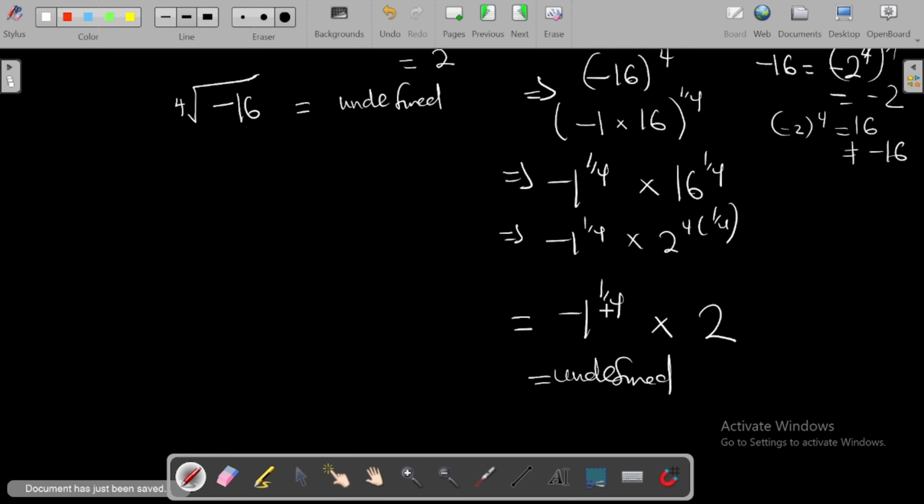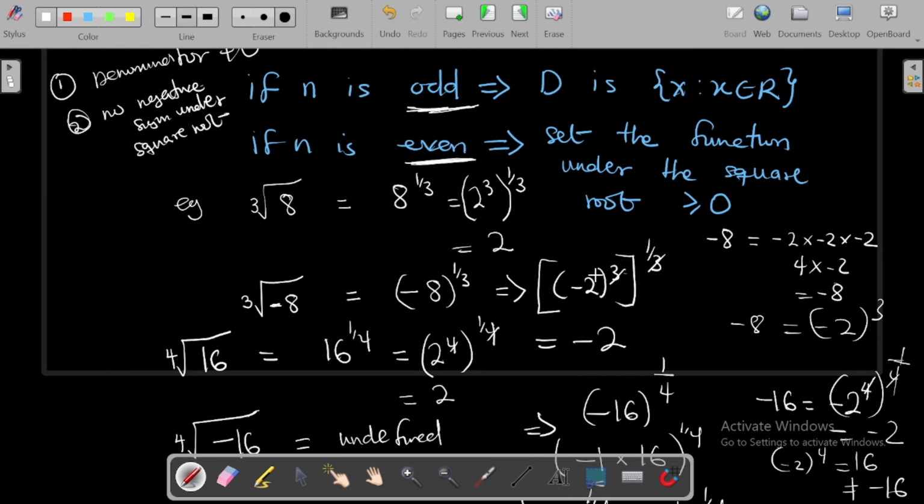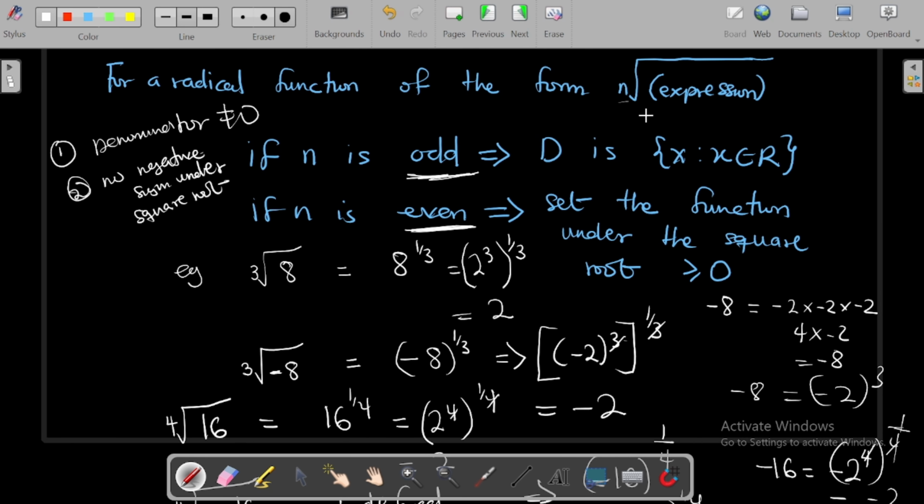Undefined. That is why for every odd index of an expression, every odd index, we are going to have the domain to be all real numbers, because even if you have a negative sign under the root, it's going to result in what? A real number.